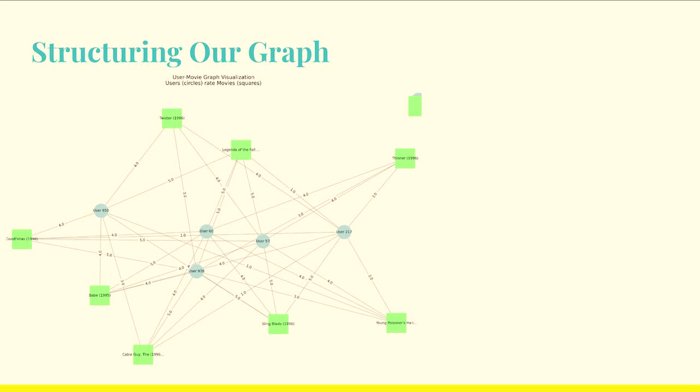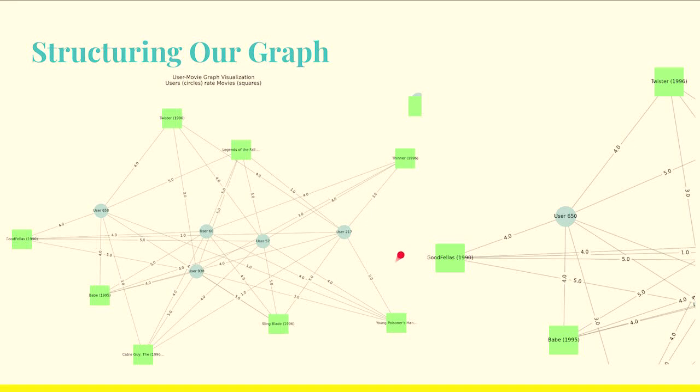All right, so let's think about structuring our graph. Now, this is really small, and I'm going to zoom in a little bit. But here, we've taken all the users and the movies as our nodes. So again, there is no single type of node. Even at this point, there are two types of nodes.